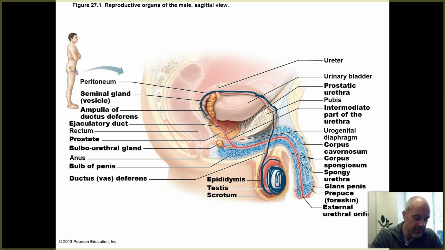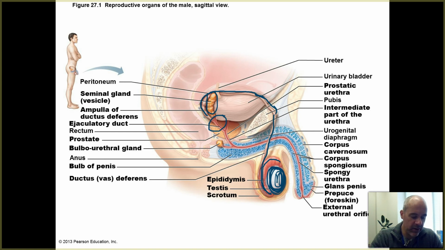Here's a seminal vesicle or seminal gland. Right there you have two of those on the posterior side of the bladder. And then from there you enter this little area right in there called the ejaculatory duct. So that's where the sperm cells and the fluids of a seminal vesicle combine. And also that's where the semen is waiting for an ejaculation to occur in a male.